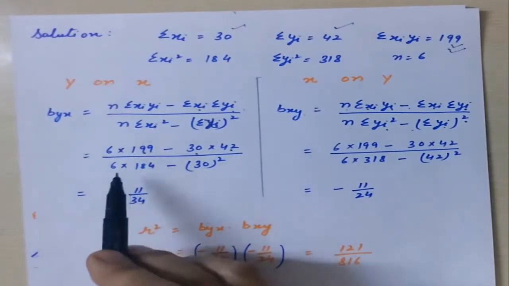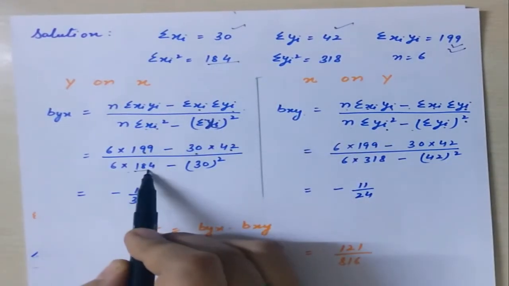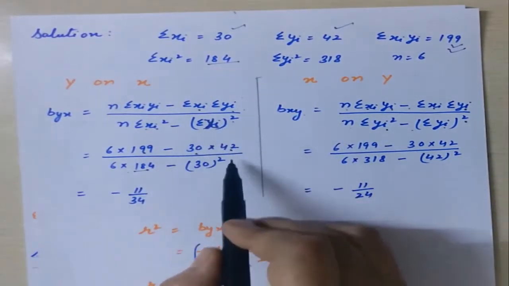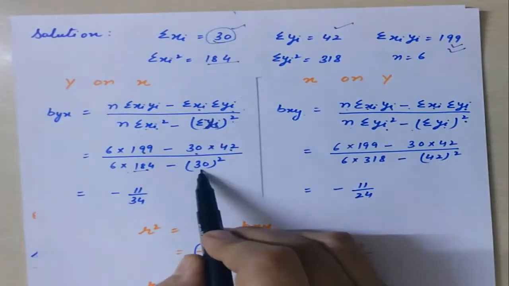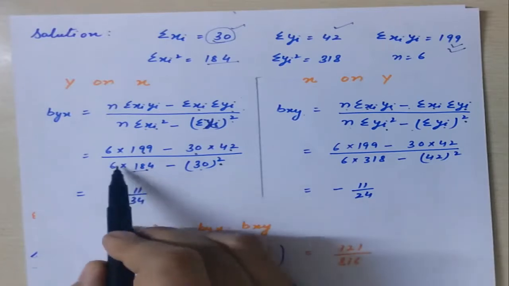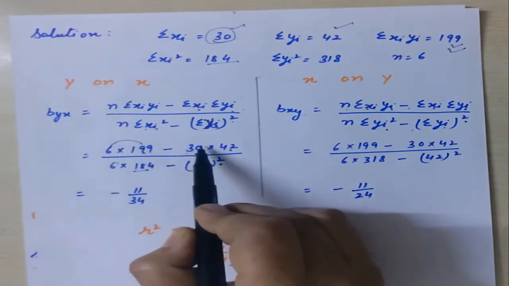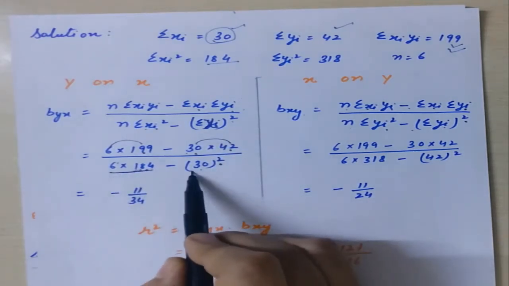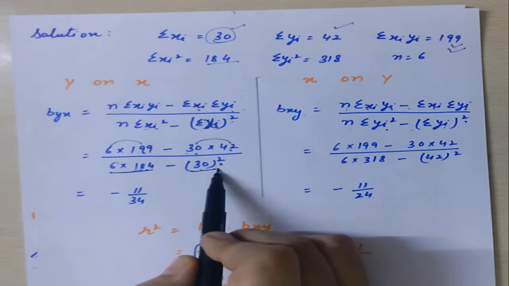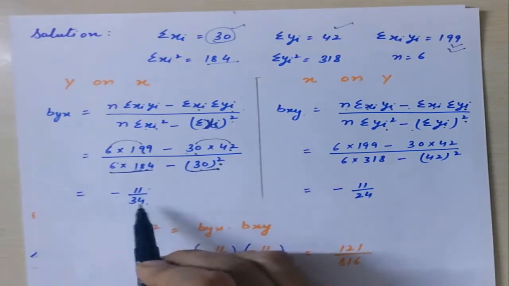n is again 6, 6 into sigma xi square, which is 184, minus sigma xi whole square, that is 30 square. When we solve: 199 into 6 minus 30 into 42, over 6 into 184 minus 30 square, which is 900. When we solve, the result is equal to minus 11 upon 34.